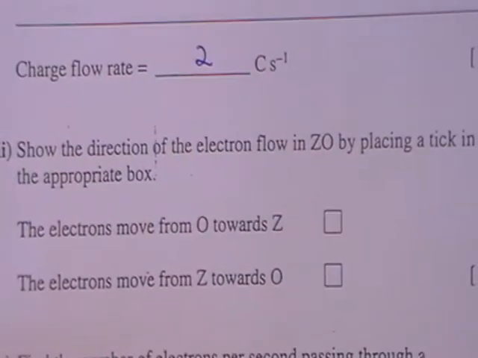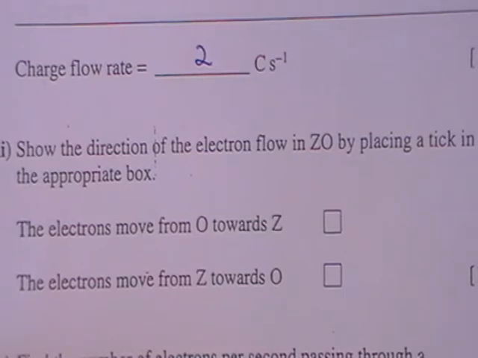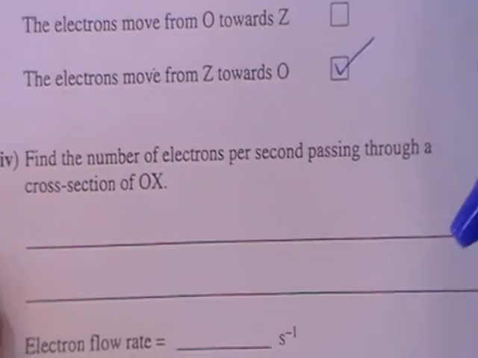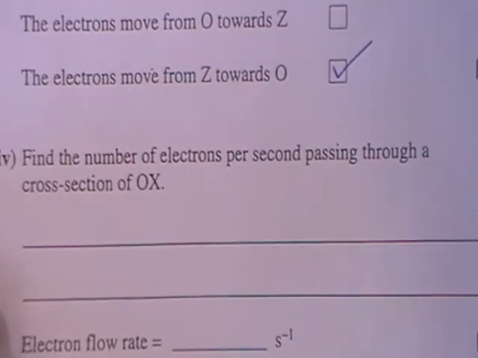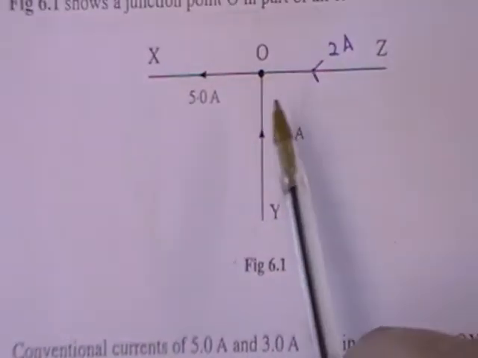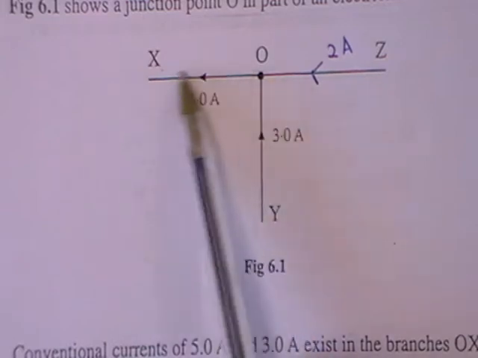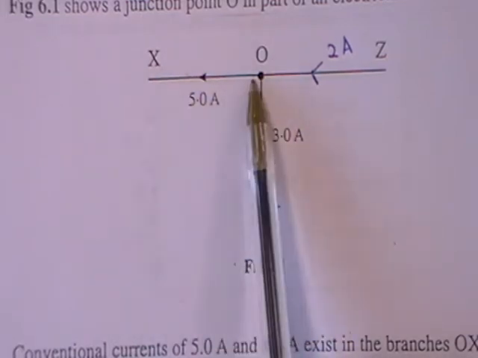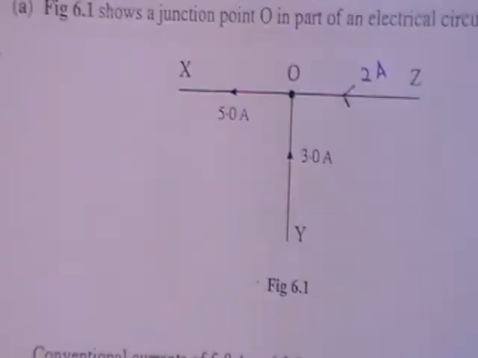And the direction of the current flow in ZO, so it was from Z to O, and so it's the second box. Last part of the question, find the number of electrons per second passing through a cross-section of OX, and therefore there's OX there. And so we want to use our total number of electrons and our total charge. So we'll use the equation Q is equal to NE.